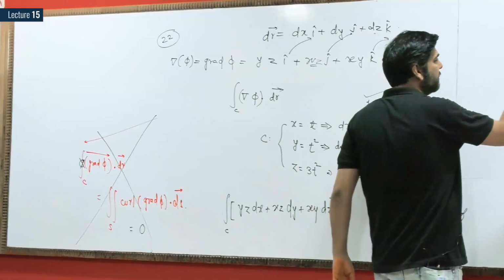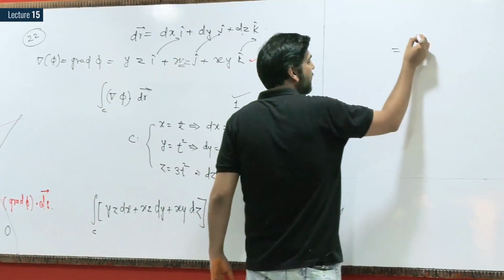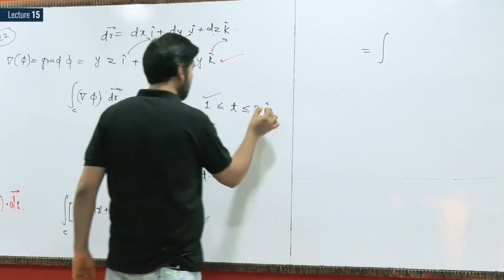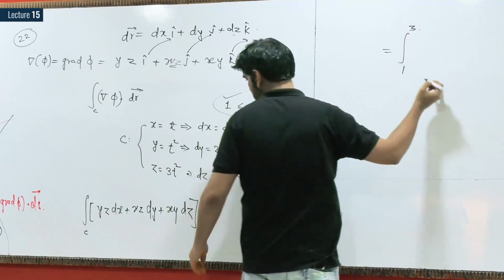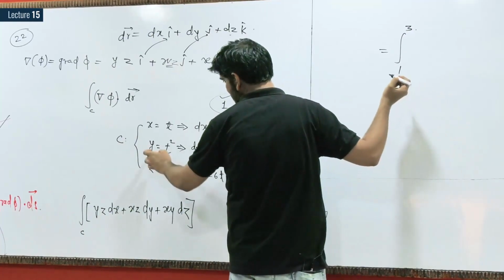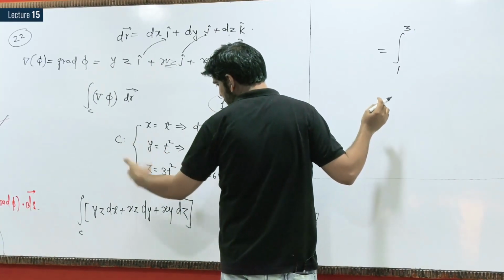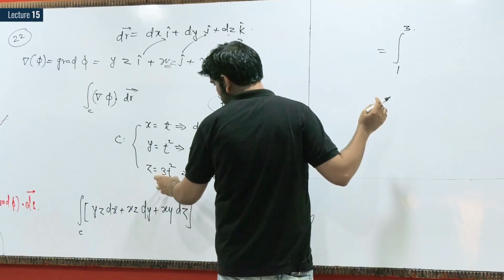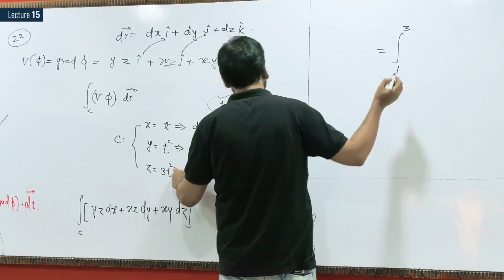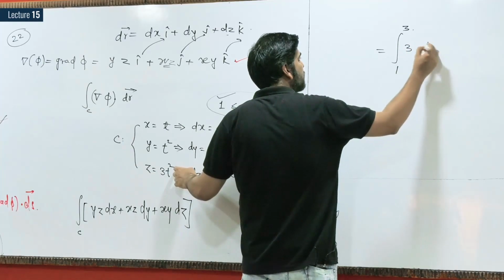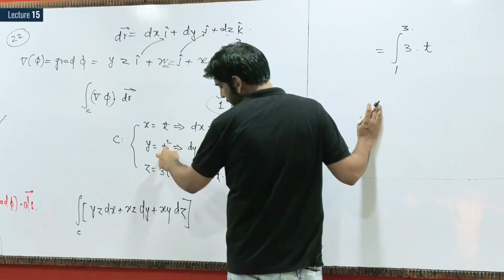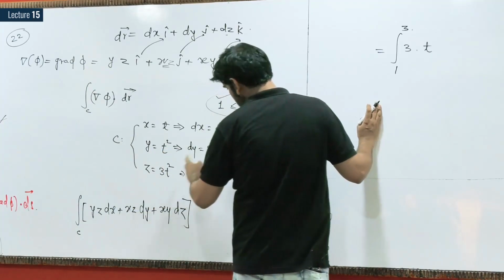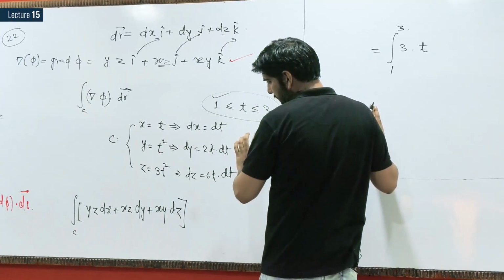So this is approximately 99.9% solved. I am having this integral, and what is the limit of t? It is nothing but 1 to 3. Fine. And what I am having is yz. So what is the value of y? t square. Put in all the values. So I am having yz, 3t to the power 4, and dx is nothing but dt. You are getting my point?